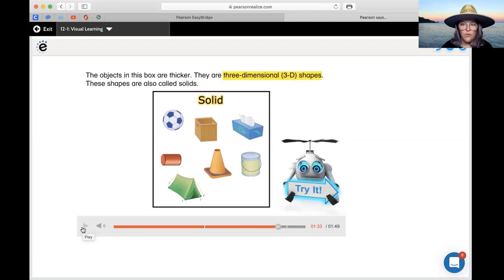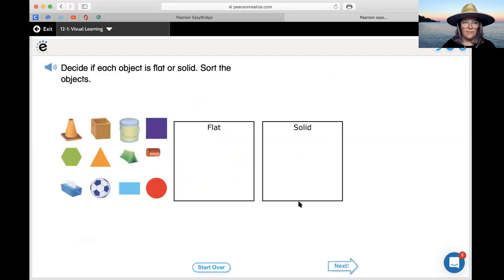All right, so let's try it. Decide if each object is flat or solid and sort the objects. Today I'm going to use the words 2D and 3D. Now 2D is when the object just goes two ways. So take a look at this square. This square goes this way, side to side, and it also goes up and down. That's it, two ways.